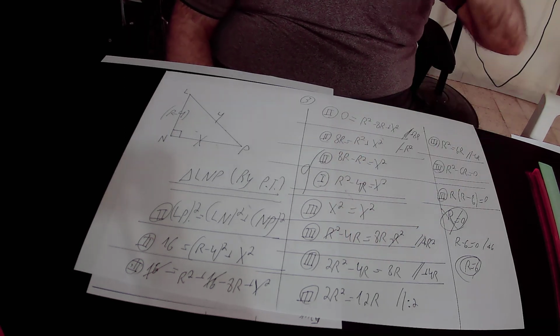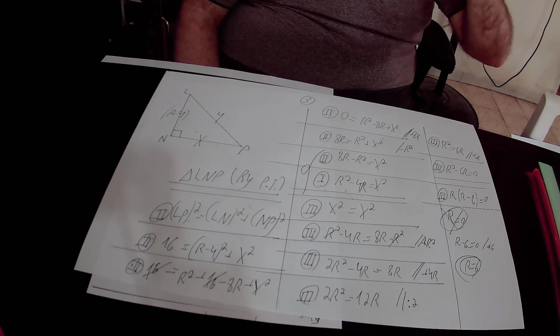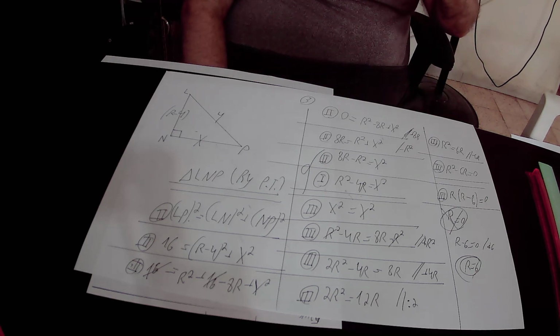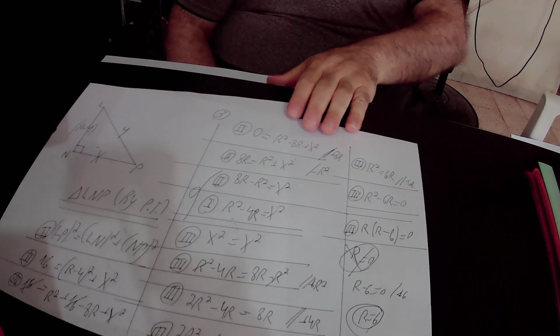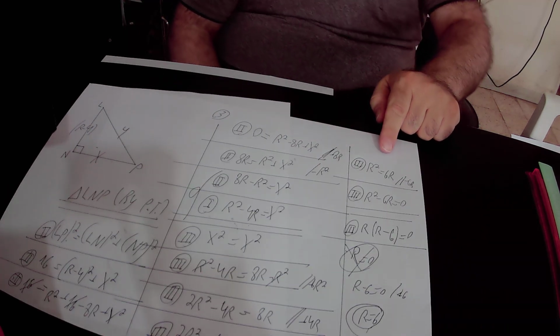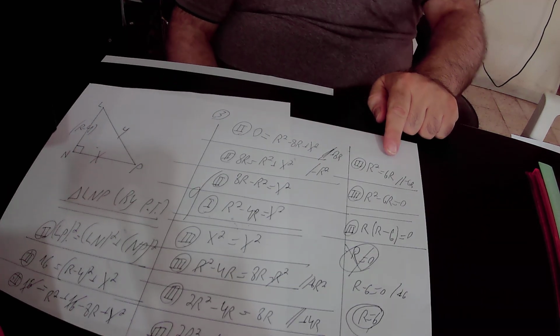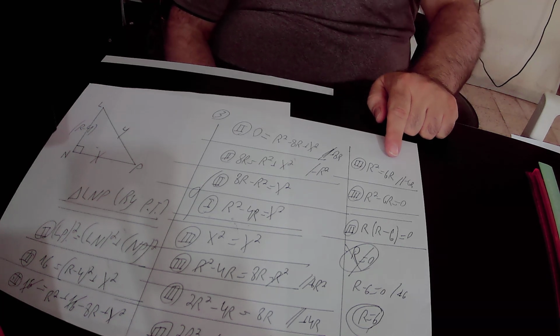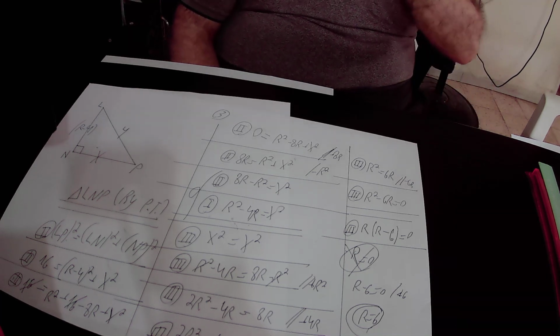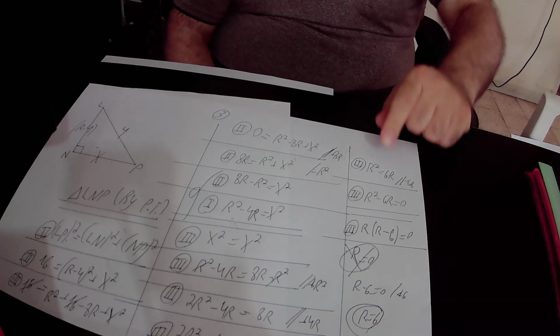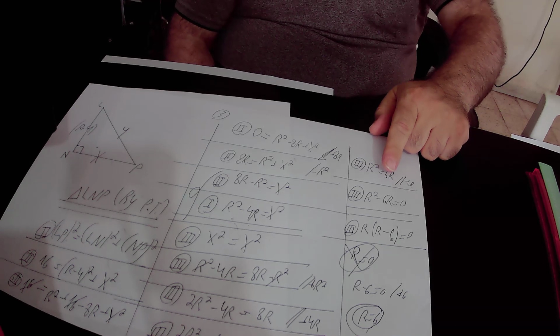Here we divided equation number 3 by 2, and we found out that 2r squared over 2 is r squared, and 12r over 2 is 6r. So in conclusion, according to equation number 3, r squared equals 6r. Then we subtracted 6r from equation number 3, and we found out that r squared minus 6r equals 0.